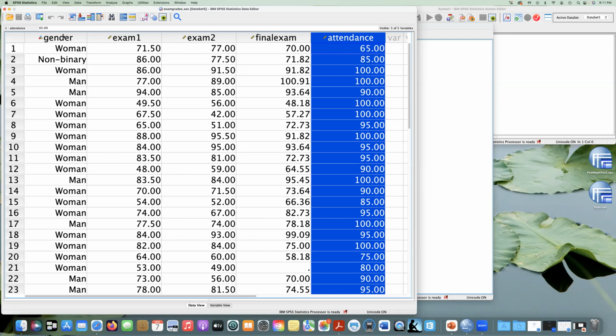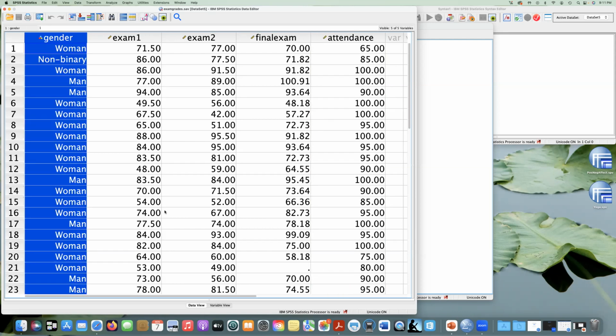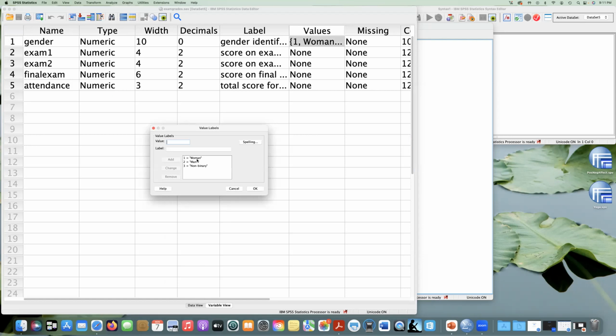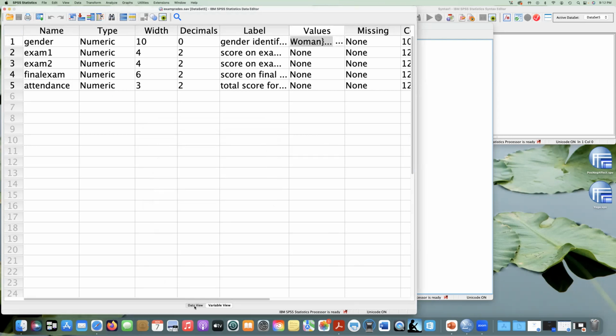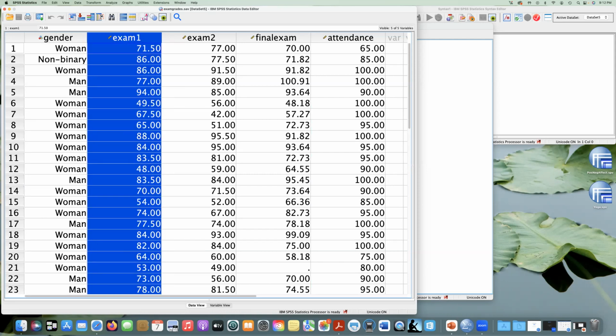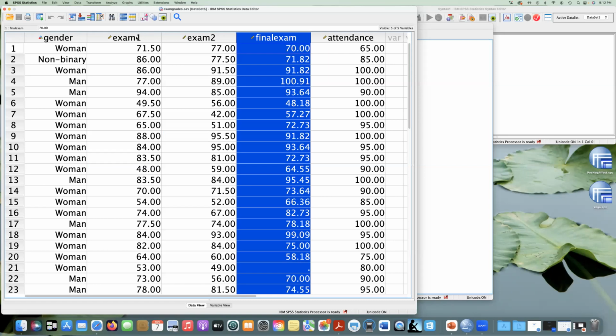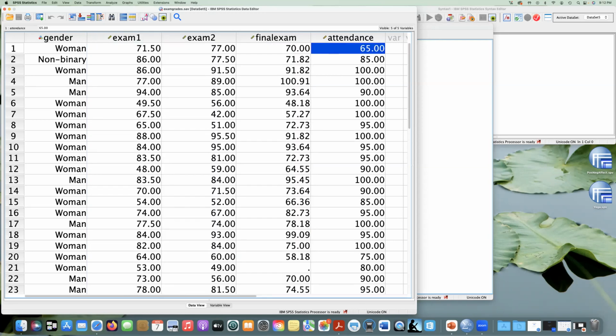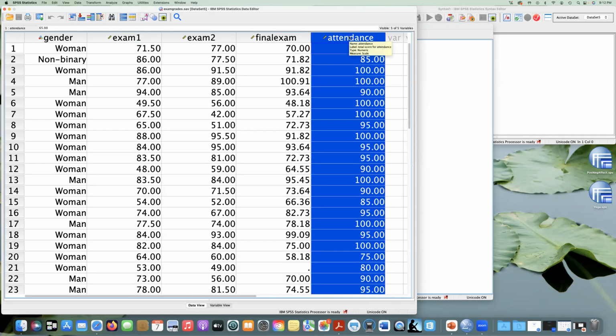So in this data set, we have gender. We have 3 levels. Isn't that convenient? So we can look at our values and we can see there's woman, man, and non-binary. Well, that's 3 levels. We could use that for our independent variable. We also have exam score 1, exam 2, and final exam. And we are going to anticipate that these are all the same exams, they're just being taken 3 times. Now we have our attendance, so we could compare for our dependent variable. We could choose any one of these.